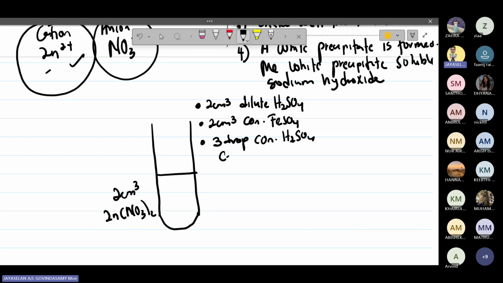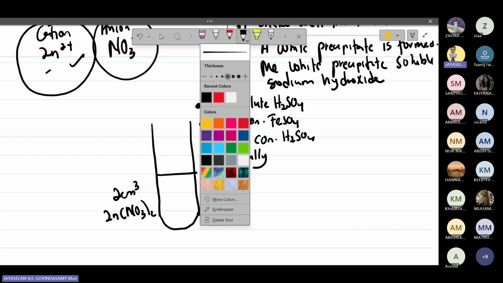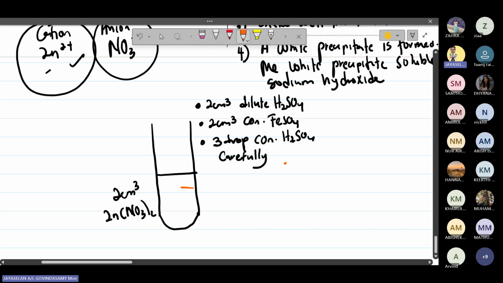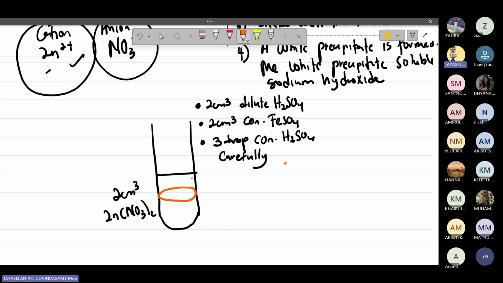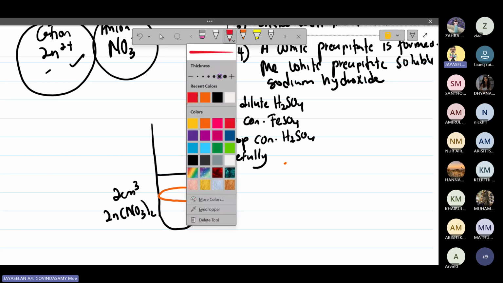Sulfuric acid mesti ada perkataan ni, carefully, without shaking the test tube. Apa you akan nampak at the middle of the solution, you can see brown color ring form. That's all. Okay, you already score 5 marks for this. Okay, copy down this in your notes.